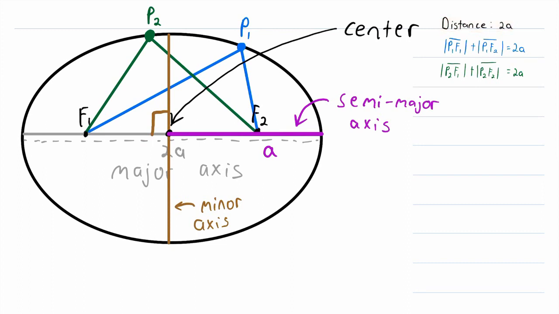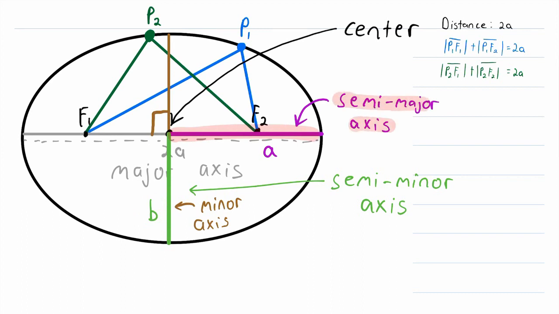And you might not be surprised to learn that we also have a special name for half of the minor axis. So if we consider this green segment here, this is called the semi-minor axis. The length of the semi-minor axis is usually represented by the variable b. These two measures, a, the length of the semi-major axis, and b, the length of the semi-minor axis, are used in a lot of calculations regarding ellipses, so that's why they are important.